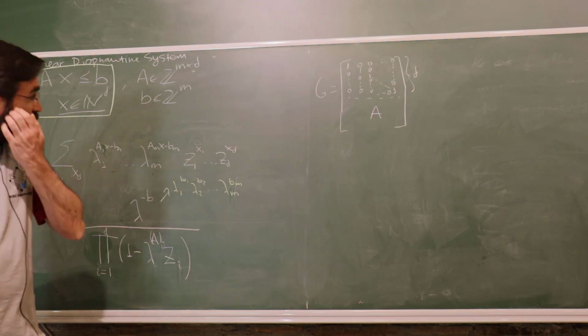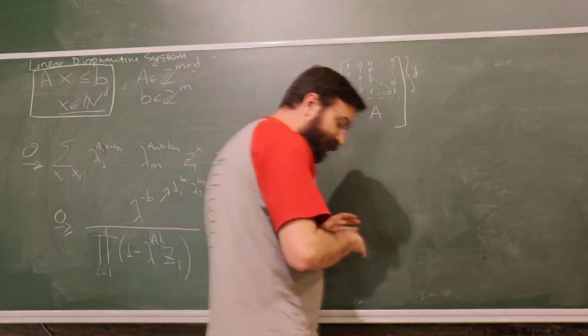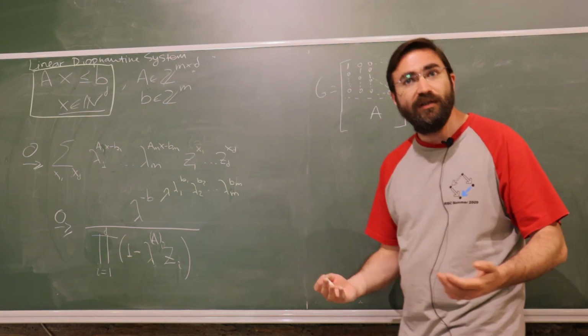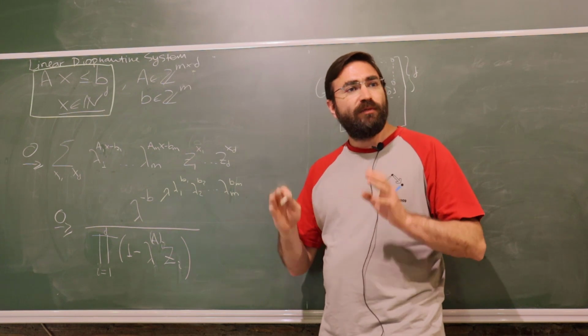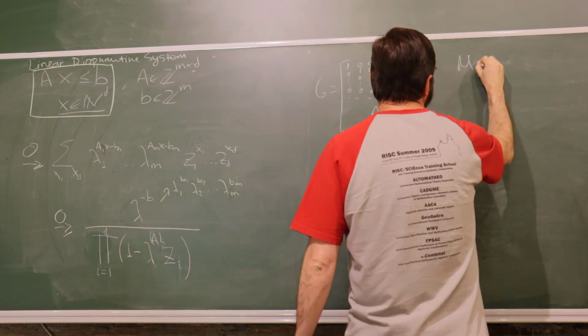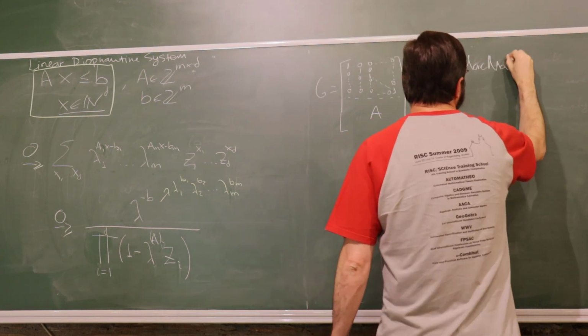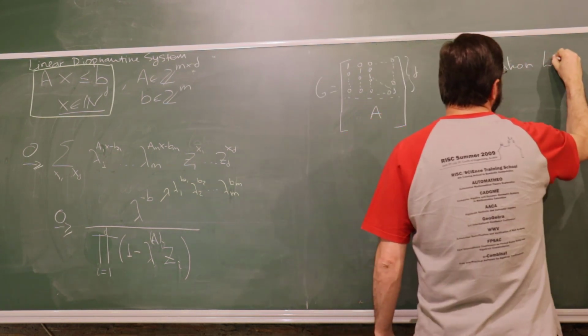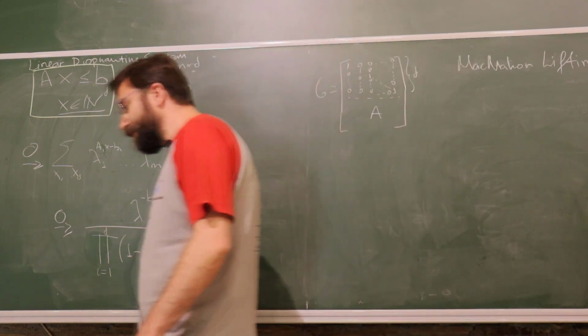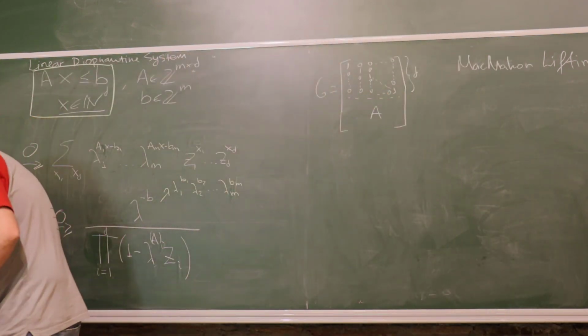So what introduction of the auxiliary variables means is: just prepend a unit matrix to your matrix A, okay? And this we call McMahon lifting, because it lifts things into a higher dimension. So time for geometry.